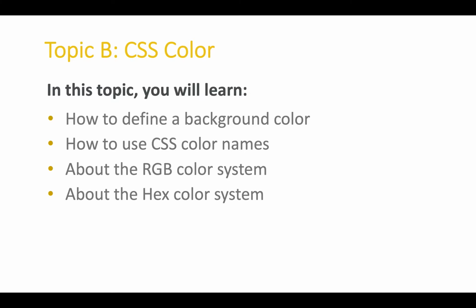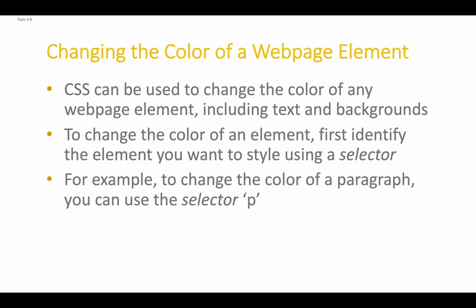Okay, now we're going to talk about CSS color. So if you want to change the color of something on your web page, you can use CSS to do that. And you can change the color of anything. So you can change the background color of something, you could change the text color of something, you could change the link color. All of that can be done using CSS.